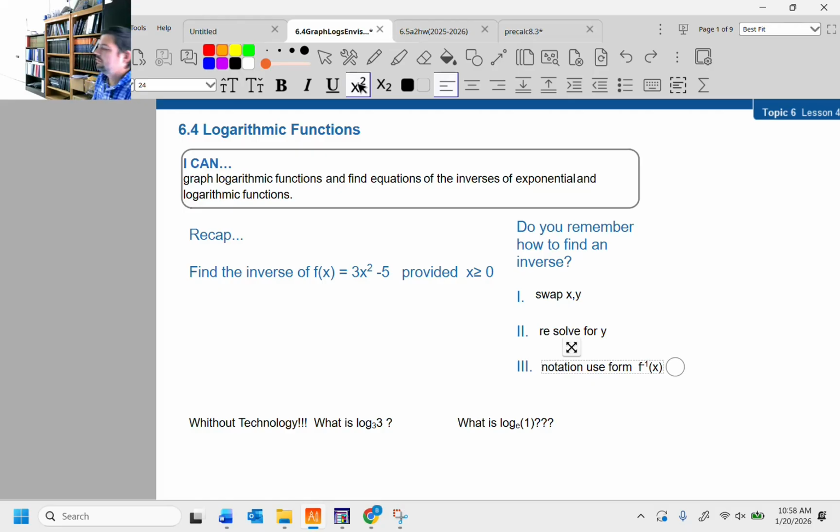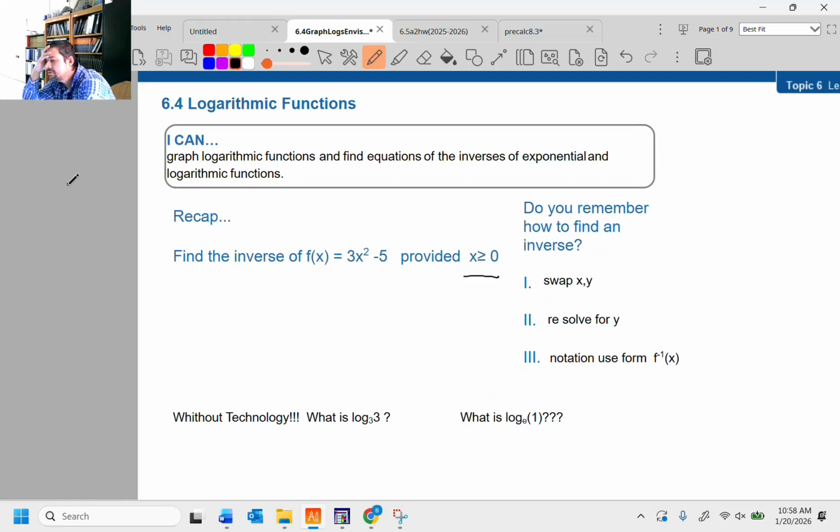So find the inverse of 3x squared minus 5, provided x is greater than or equal to 0. Now, this little provided part is a domain restriction, because if you thought about 3x squared minus 5, it'd look like that. And that just throws away the left-hand side. Anyways, our first step is to swap x and y.